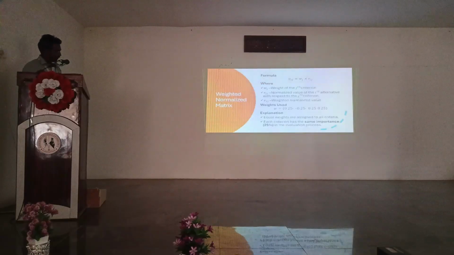Next, weighted normalized matrix. In the next step, weights are applied to the normalized values. In this case, equal weights are assigned to all criteria. This means each criterion contributes 25% importance to the final evaluation. The weighted normalized matrix is obtained by multiplying the normalized values with their respective weights.